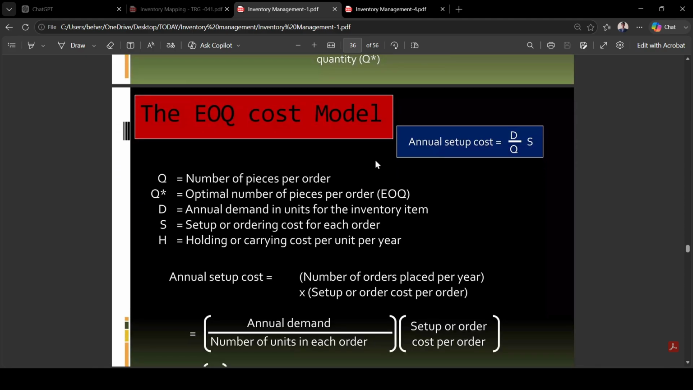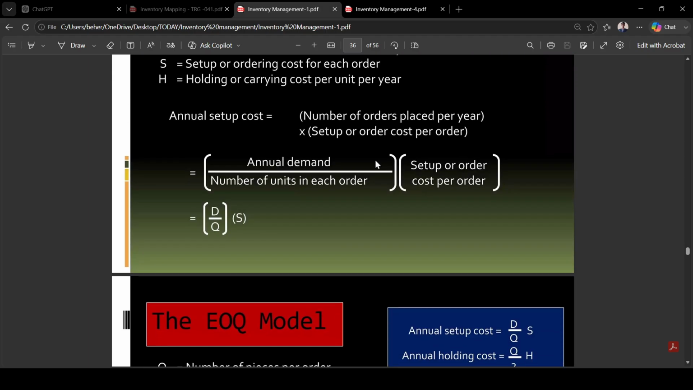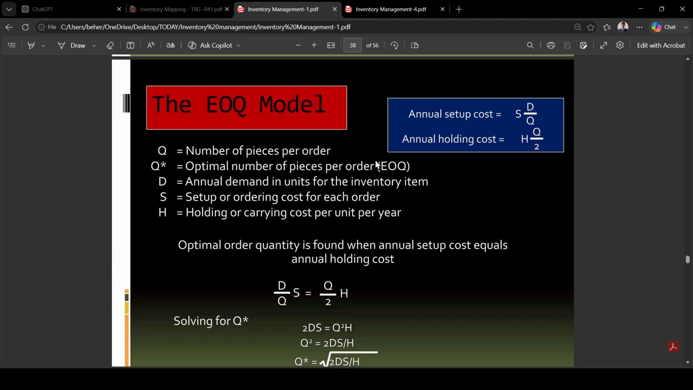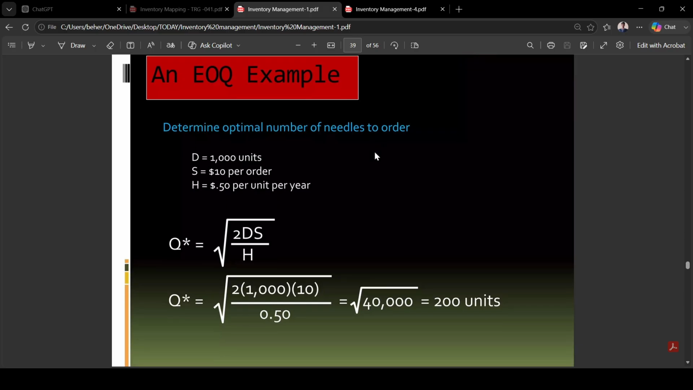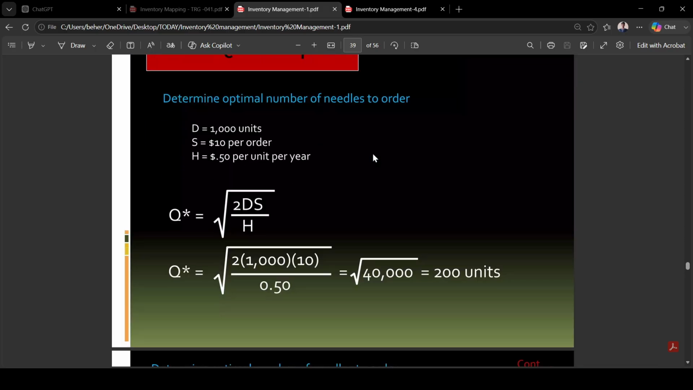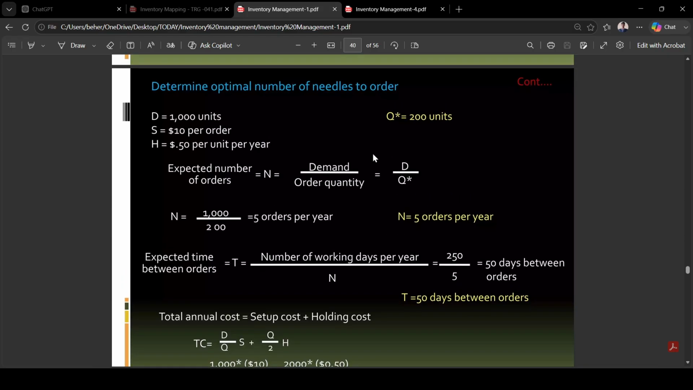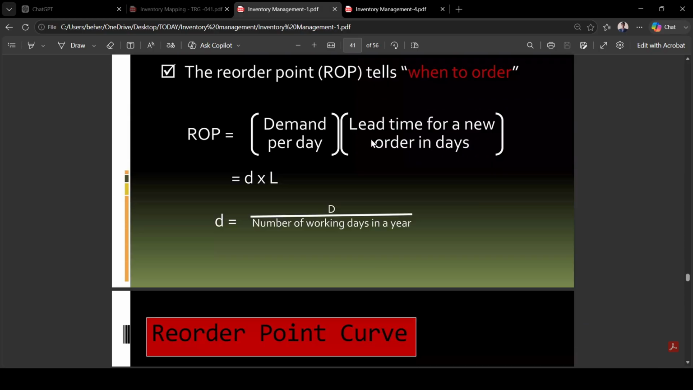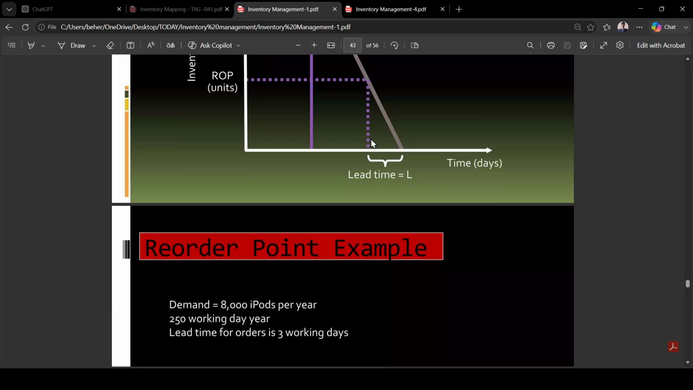And the EOQ model. Annual setup cost is the number of orders placed per year times the setup cost, giving the total cost. So in the EOQ model, the annual setup cost is small. The optimal number of pieces per order is determined from this.